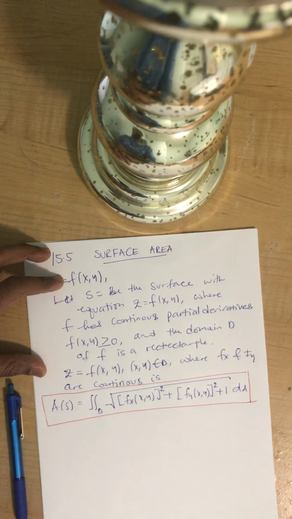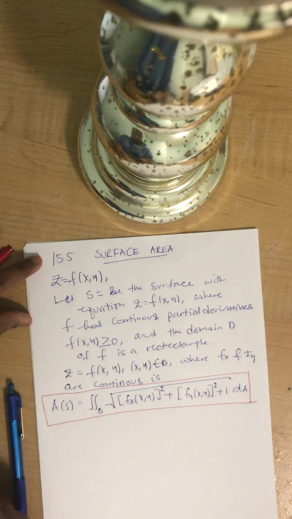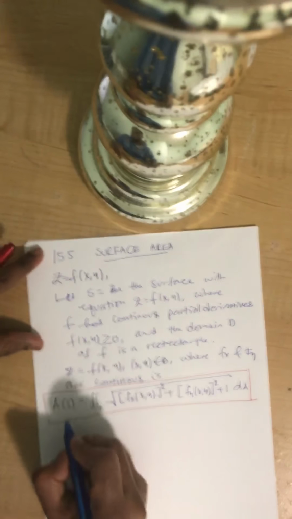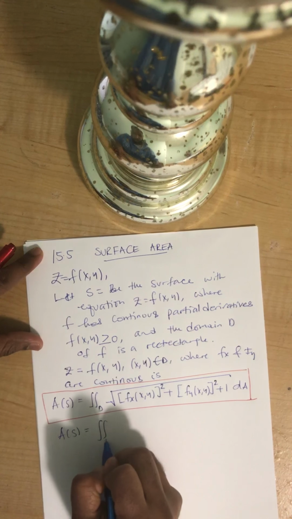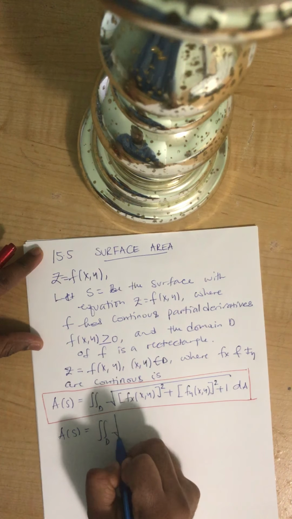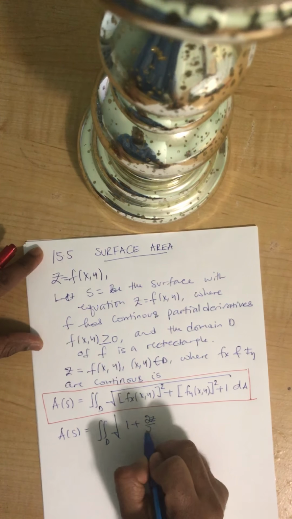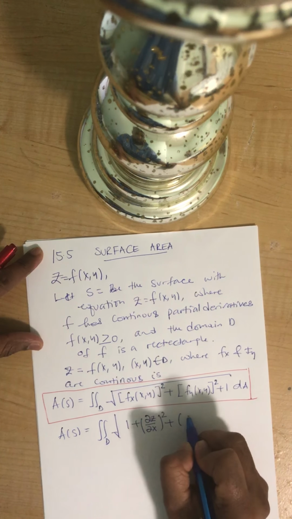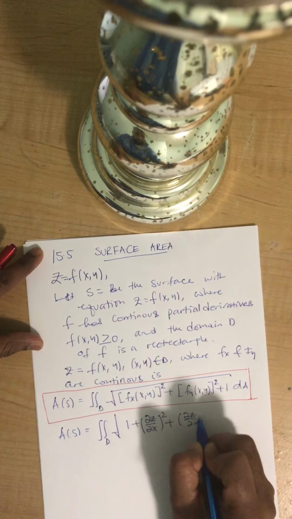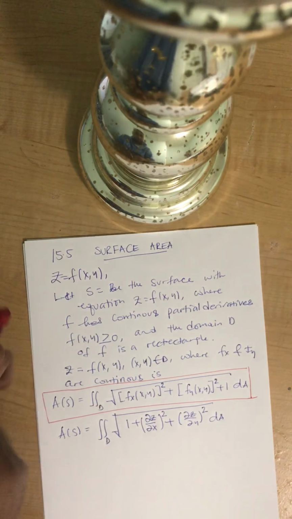And also, if we use the alternative notation for partial derivatives, we can rewrite this equation as: the surface area is the double integral over D of the square root of 1 plus the partial derivative of z with respect to x, squared, plus the same for y, squared, dA.